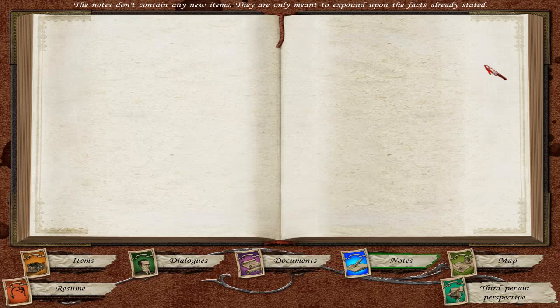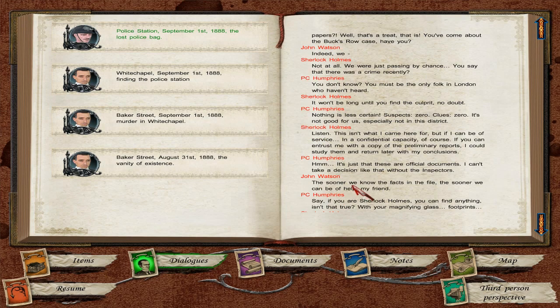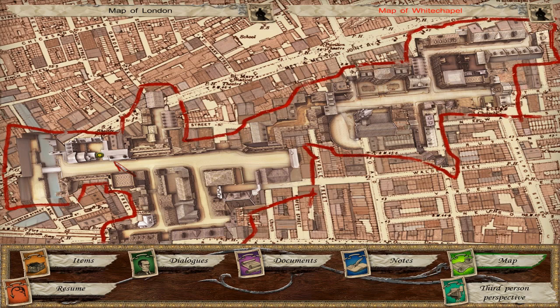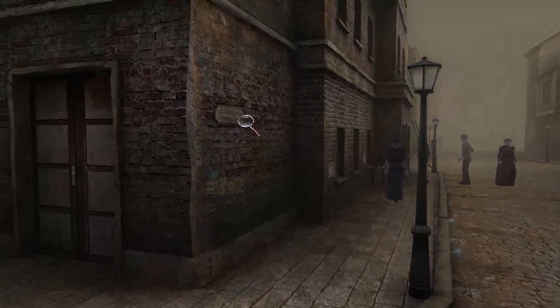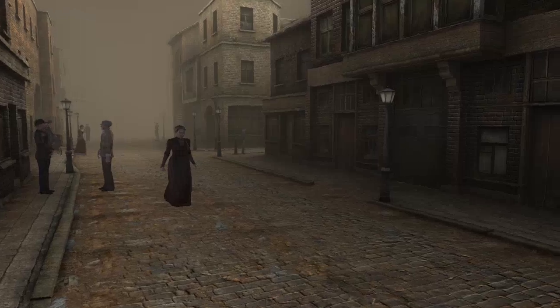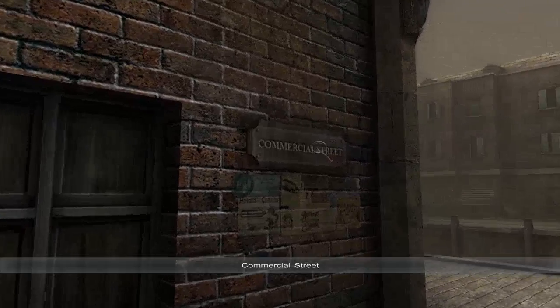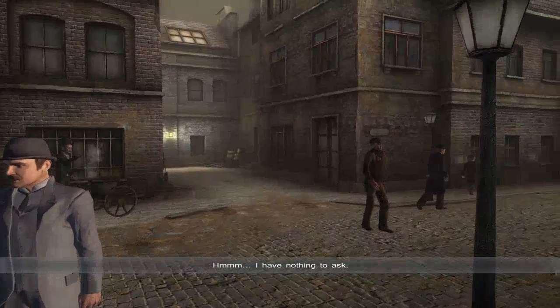Okay, note. Boarding house. Police station. I don't quite remember, but I think it's like a Bethesda game exploration. Commercial Street. You have to actually be in a place first, so you can fast travel to it. Commercial Street, with the only exception being the police station.